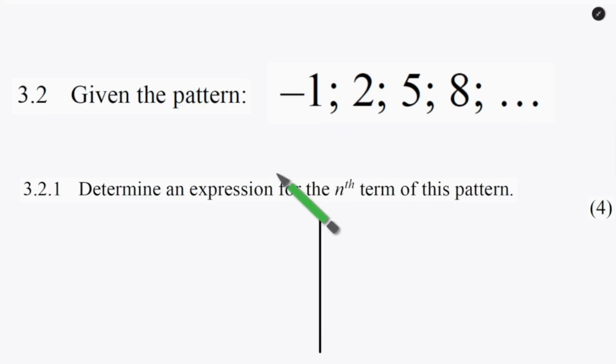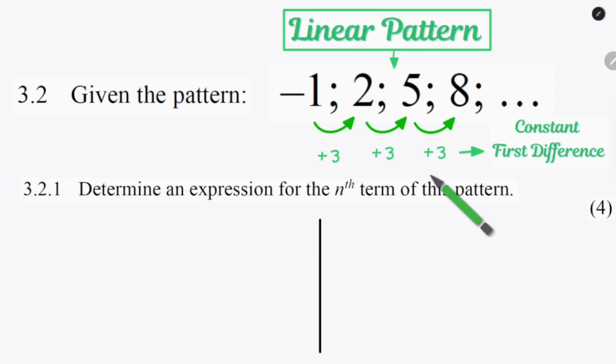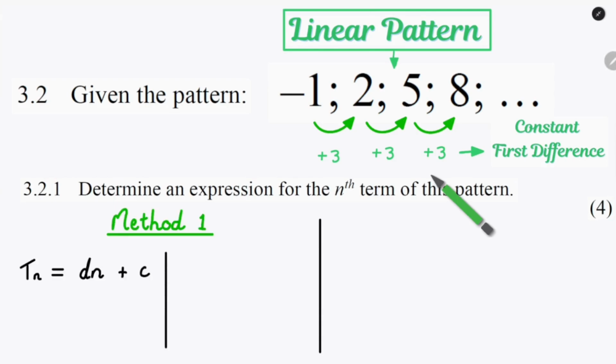In question 3.2, we need to assess what type of pattern we have so that we can get the nth term for this pattern. So let's have a look what's going on with this pattern. We can see I add 3 to get from minus 1 to 2. Add 3 again. Add 3 again. So it's got a constant first difference, which tells us that this is a linear pattern. And there's 2 methods we can use to get the nth term. I'm going to go through both of them.